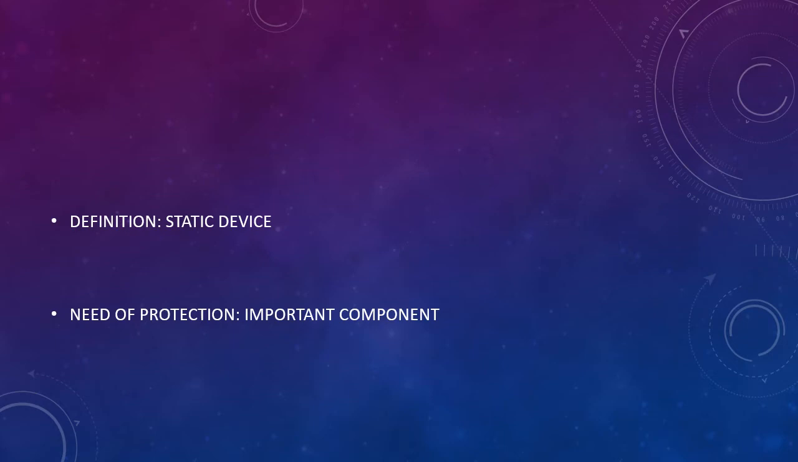And coming to the next point, what is the need of protecting the transformer? We all know that the transformer is one of the important components in the power system. So we need to protect the transformer from various faults that occur in it. If the transformer is not protected from these faults, it may lead to damage of the transformer, so it is not economical. And if the transformer is damaged, then we cannot give continuous supply to the consumers. So we need to protect the transformer from the various faults that occur in it.